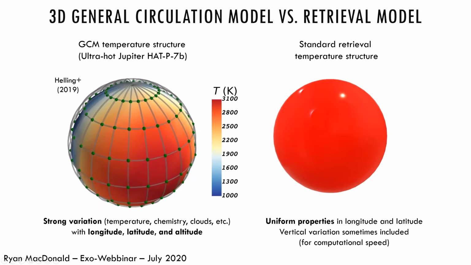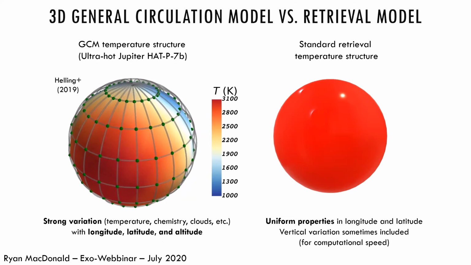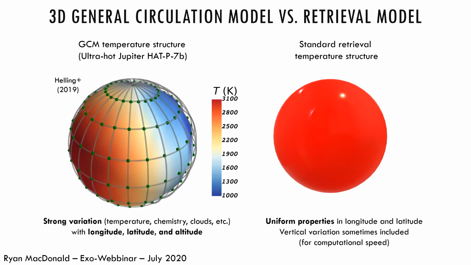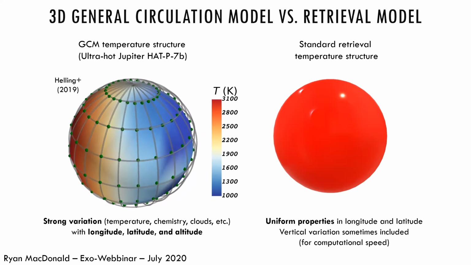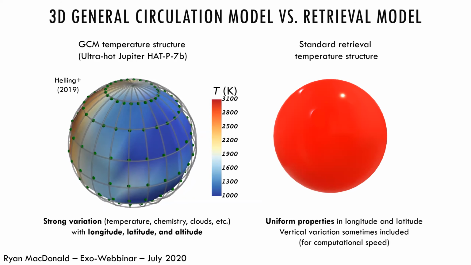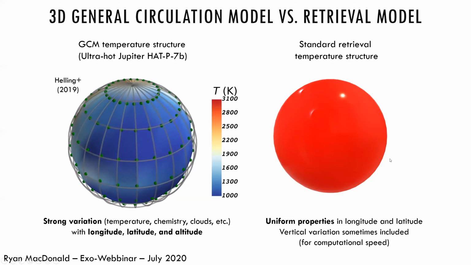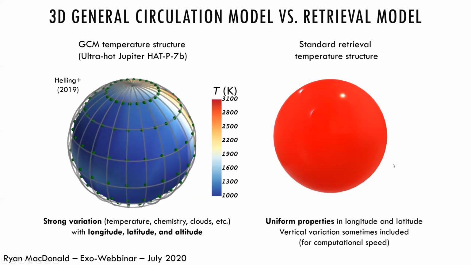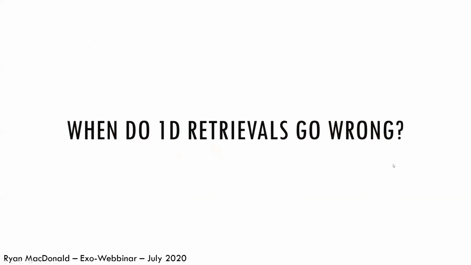The same thing goes for the chemical abundances. And indeed, many retrieval frameworks also assume that temperature is constant with altitude. So yeah, they're bordering on the edge of zero-dimensional in that context. So the question is, we know that planets are not one-dimensional. So what is the consequence of making these assumptions within retrieval frameworks?